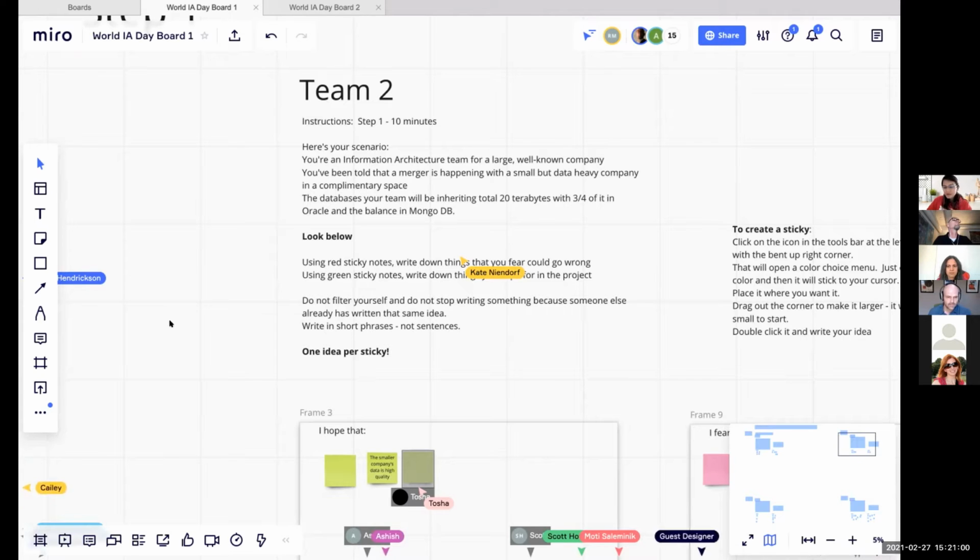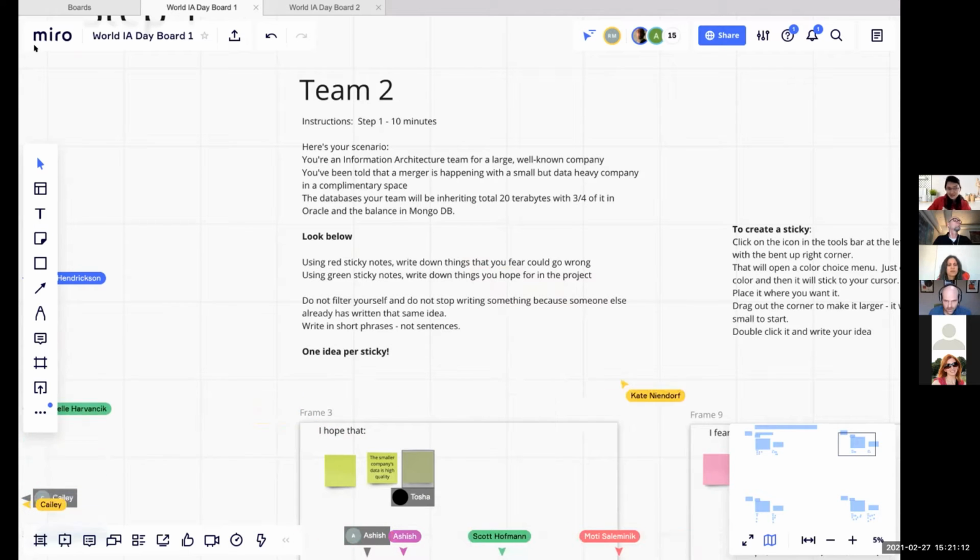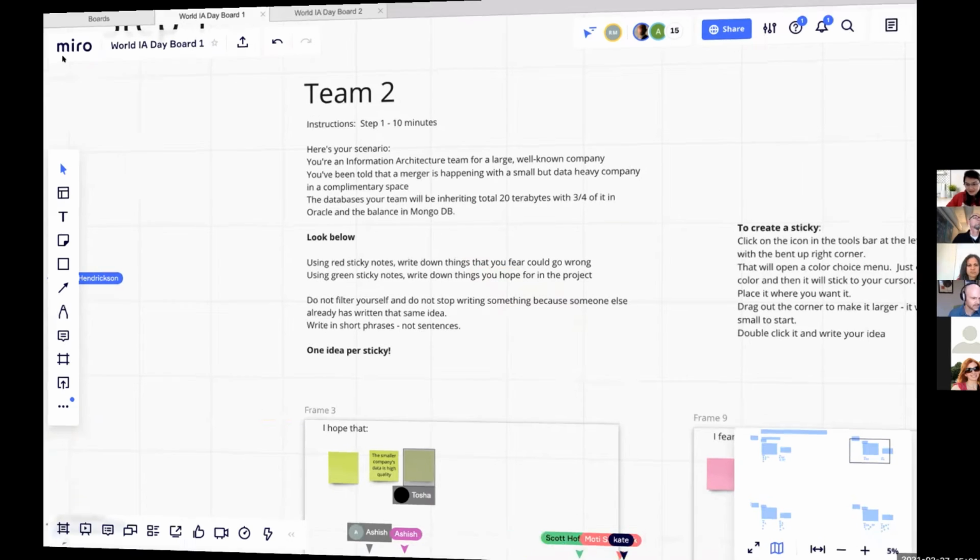Joshua, are you writing your hopes and fears in the chat? No, I'm putting them in the sticky notes. Oh, you're doing that. Wonderful. Kate, are you able to do it? I think I can add them to the chat. I can see you. Should I send them to Ruby? Okay, I'll just send them to you.